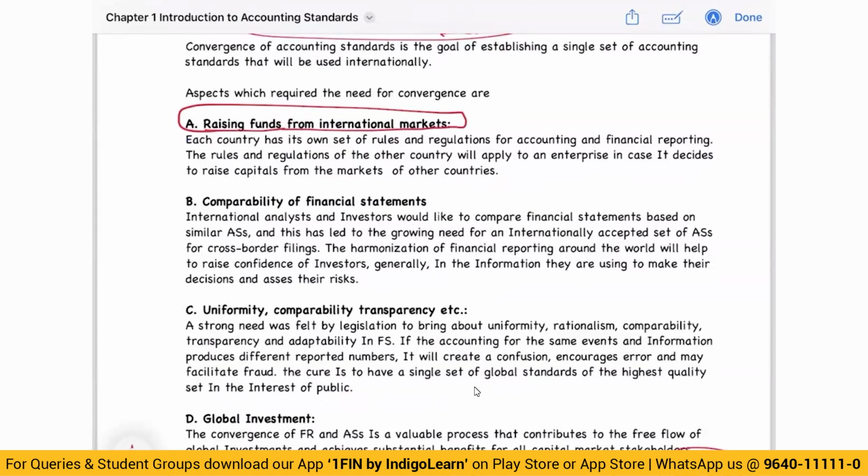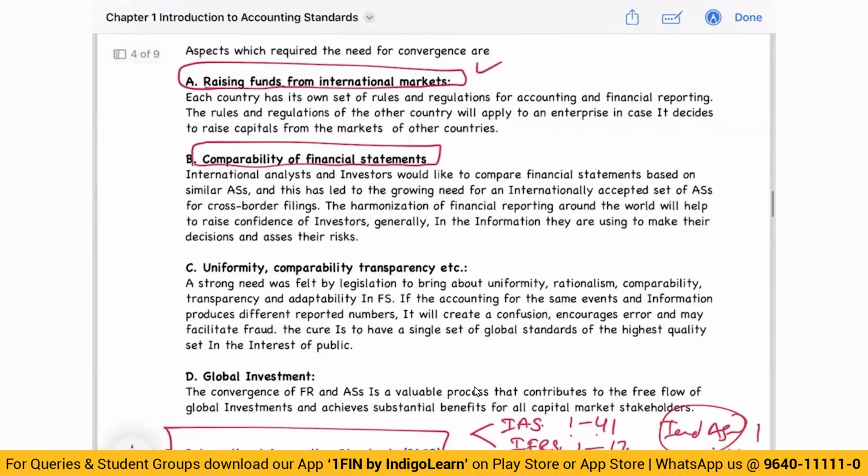But if you want to raise money from global markets, then you need to have some common set of financial statements which can be compared. So that is why we move towards International Financial Reporting Standards. Okay. Comparability of financial statements. International investors want to compare the financial statements.